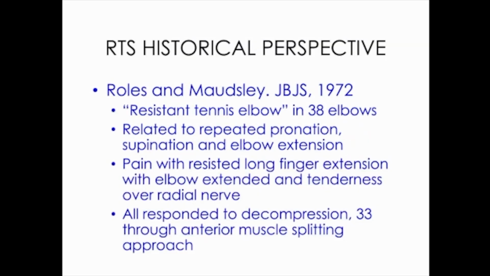So to give you a historical perspective, Roles and Maudsley in 1972 described what they called resistant tennis elbow in 38 elbows. They related this to repeated pronation, supination, and elbow extension. And on exam, the patients had pain with resisted long finger extension, with the elbow extended, and tenderness over the radial nerve in the proximal forearm. All of these patients responded to decompression, 33 of them through an anterior muscle splitting approach.